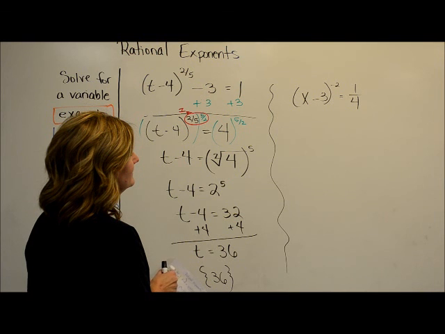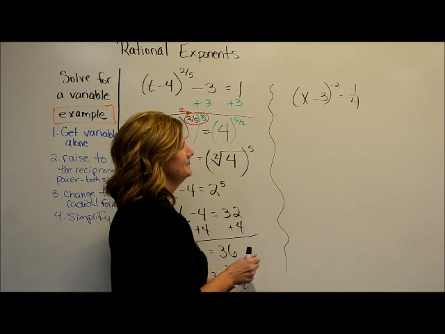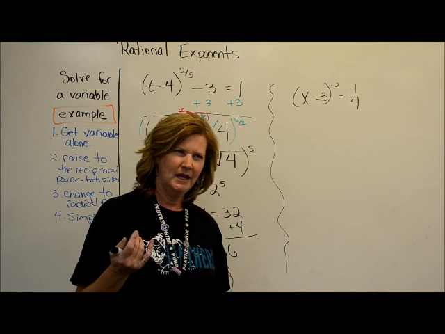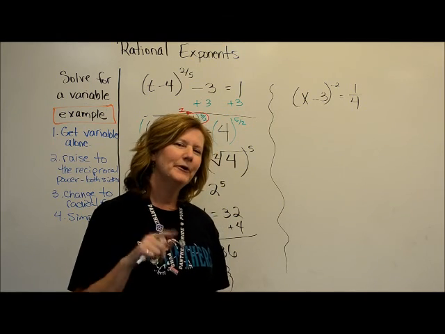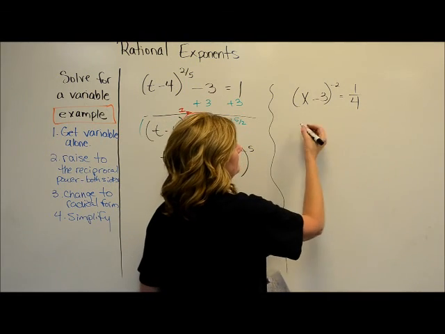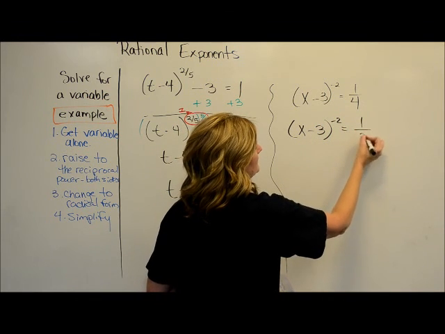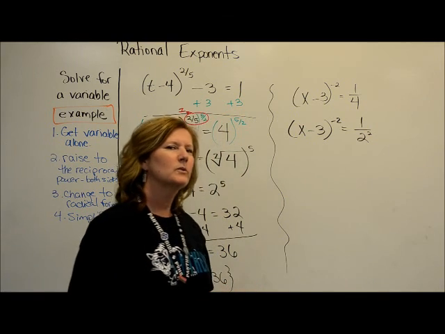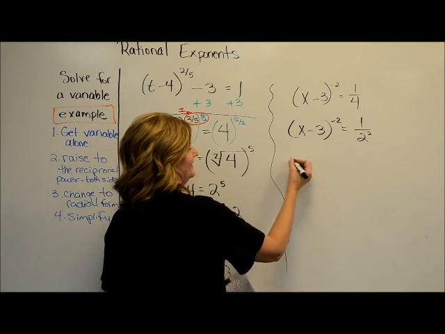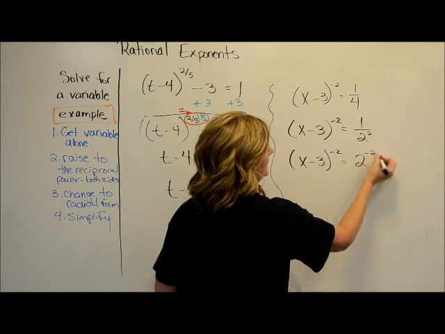Let's see. Let's do this. That 1/4 is kind of bothersome. And I know that it would be easier if I wrote it another way. And I know we've talked about this a lot. If you look at that 4, it is really 2 squared, 1 over 2 squared. But if I want to write it as a negative exponent, I have (x minus 3) to the negative second equals 2 to the negative second.